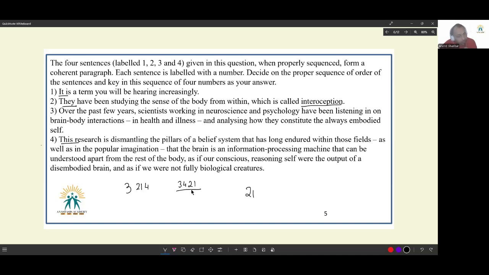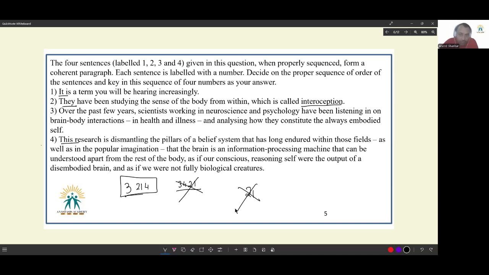I am genuinely torn. Should it be 3, 4, 2, 1? Should it be 3, 2, 1, 4? 2, 1 is definitely there. Which research? The same. But they have been listening in on blah, blah, blah, analyzing how they constitute. Okay. It should be this. It should most definitely be this. Why? I'll read it in order and perhaps it will become apparent just by reading.